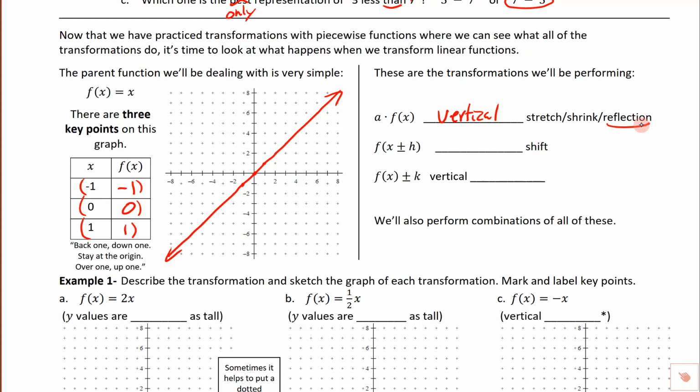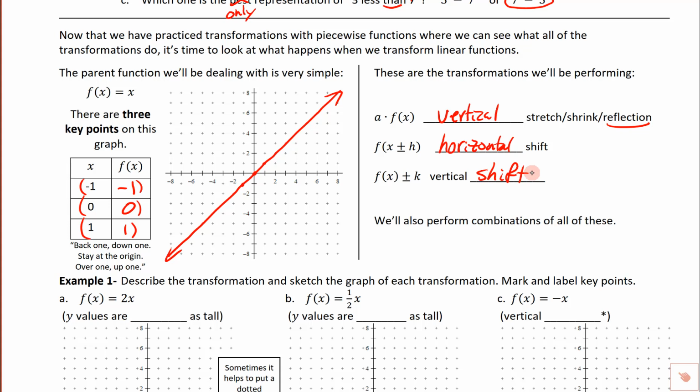It could also be a reflection, so keep that in mind. We're also going to have a function, and then we're either going to add or subtract something inside. So remember, if we change the x before we make the shape, that's going to do a horizontal change. So in this case, it's going to be a horizontal shift. And then if we make the shape and then add or subtract something outside, that's going to be a vertical shift.